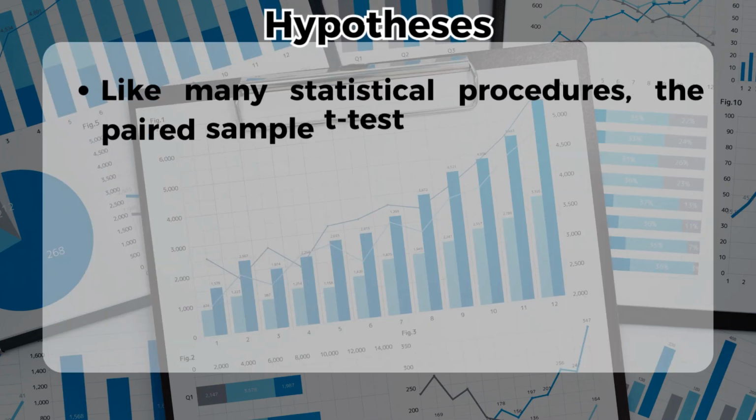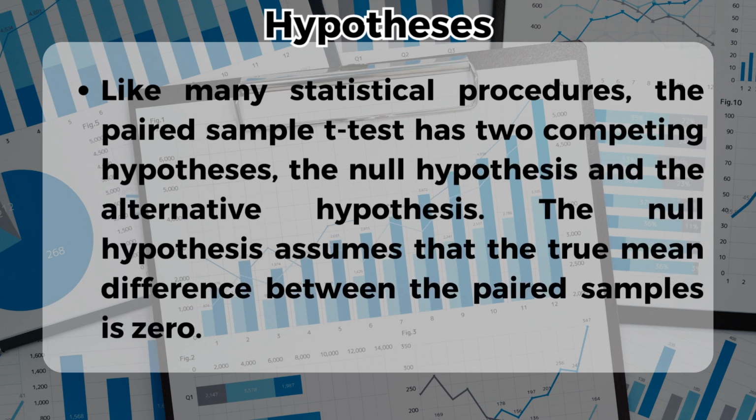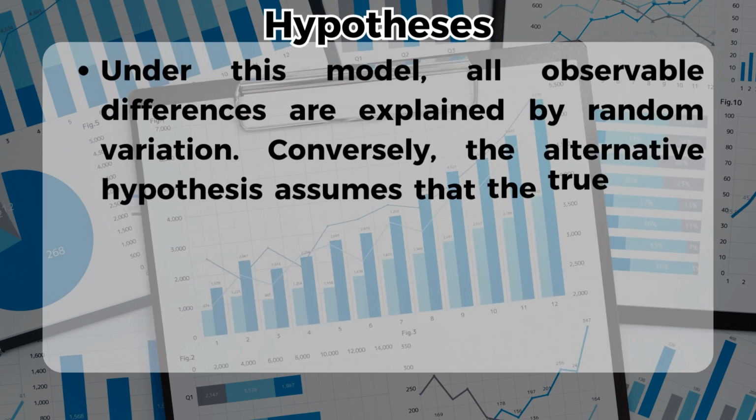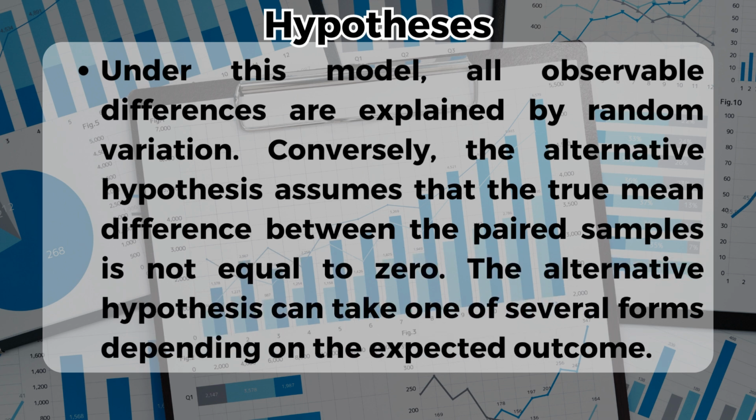Like many statistical procedures, the paired sample t-test has two competing hypotheses, the null hypothesis and the alternative hypothesis. The null hypothesis assumes that the true mean difference between the paired samples is 0. Under this model, all observable differences are explained by random variation. Conversely, the alternative hypothesis assumes that the true mean difference between the paired samples is not equal to 0.